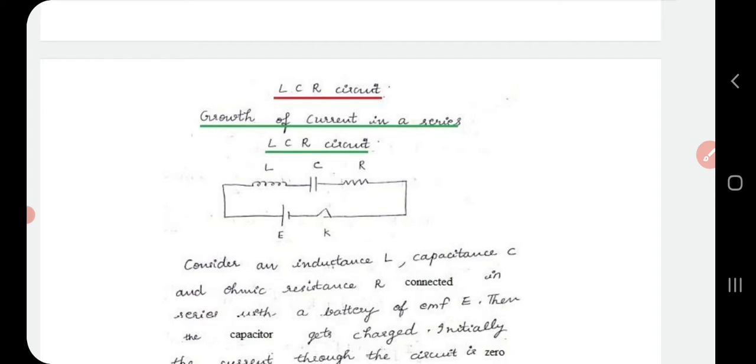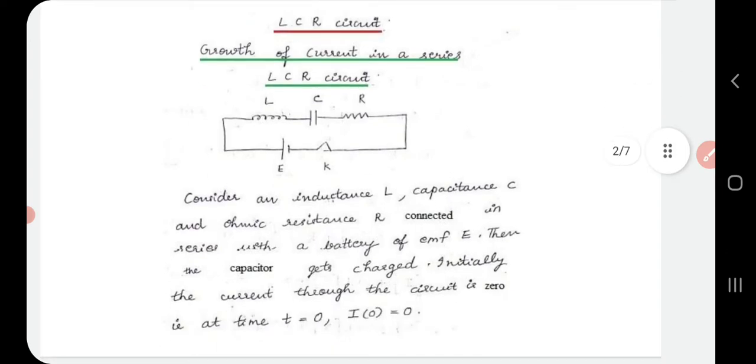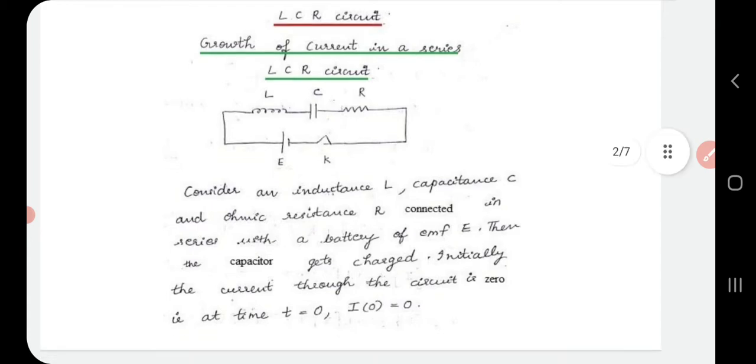Now the figure shows a series LCR circuit. Consider an inductance L, capacitance C and ohmic resistance R in series with a battery of EMF E. Then the capacitor will get charged. Now initially, suppose that the current through the circuit is 0. That is, at time t equal to 0, let the current I of 0 be 0.